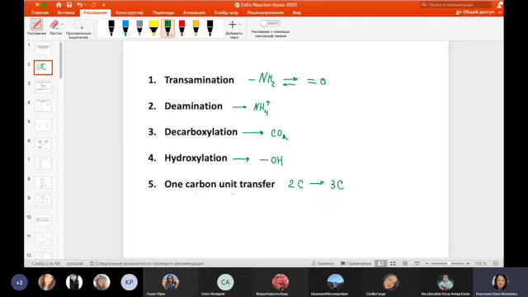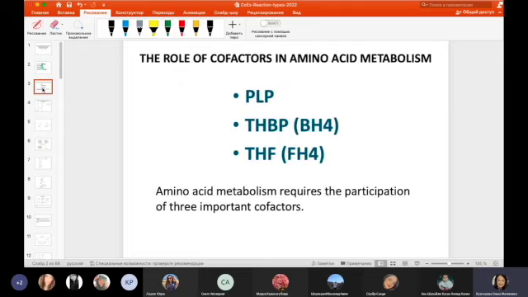Now we'll speak about 5 reactions in details and 3 main coenzymes. There are 3 main coenzymes in the metabolism of amino acid. First one is PLP. Do you remember full name of PLP? Could you answer?